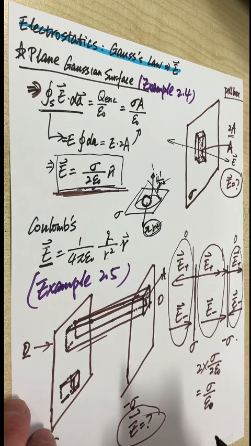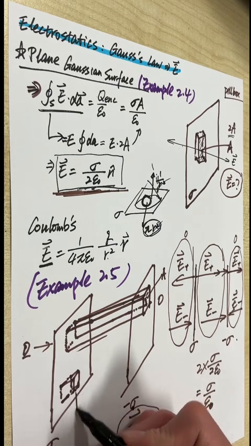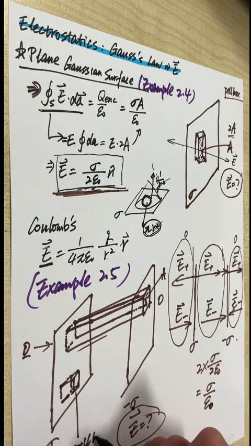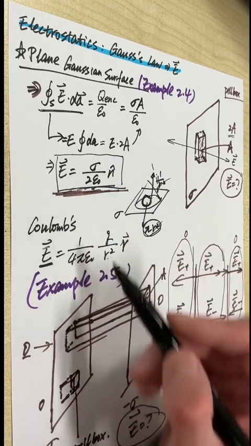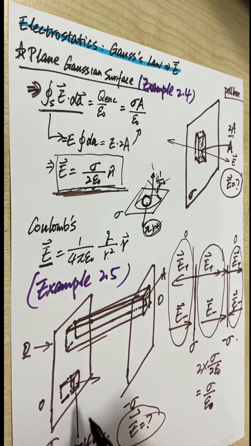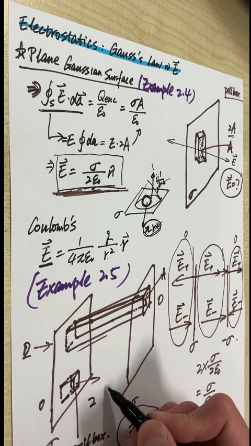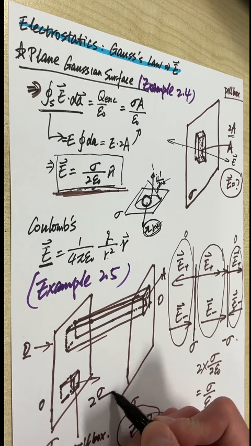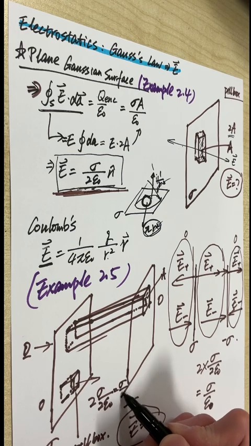I'm sorry about my drawing, but anyway, consider this is a pillbox. So we know on the other side, the field is 0. So twice the electric field would come out from this side. So the electric field on this side would be twice sigma divided by 2 epsilon 0. So this is sigma divided by epsilon 0.